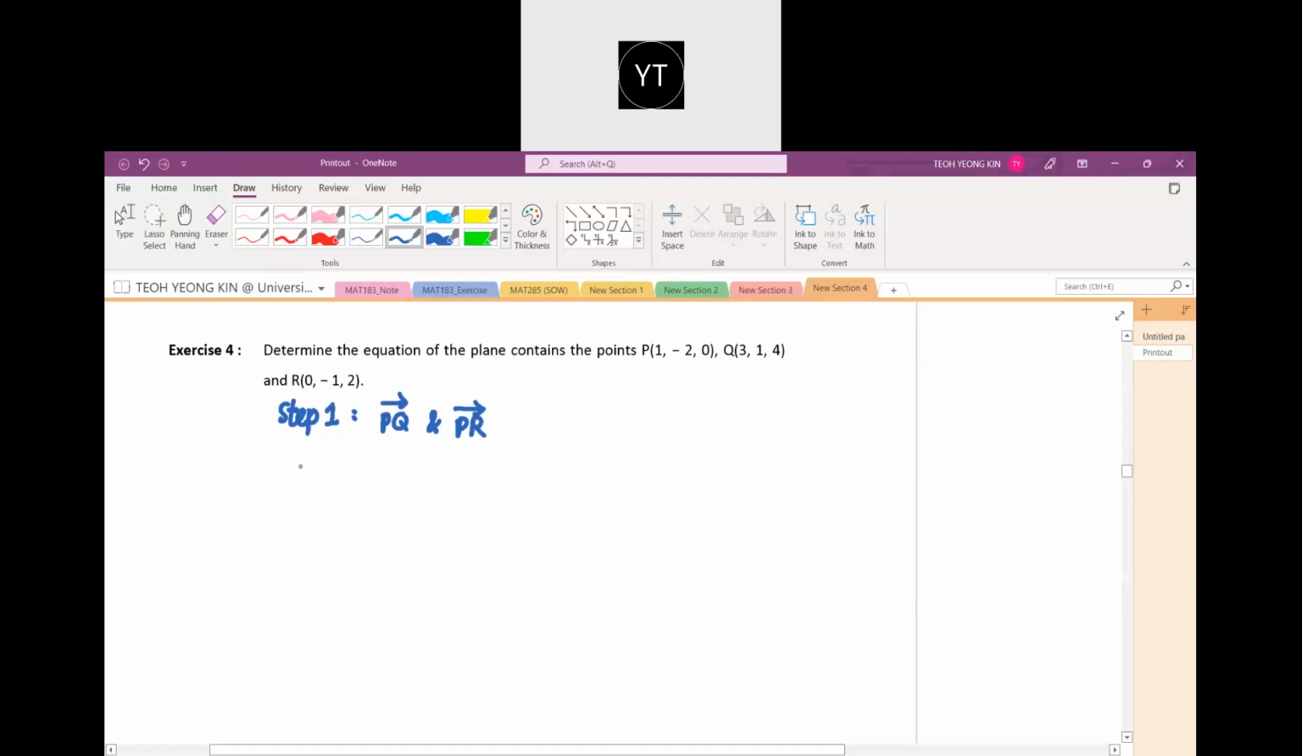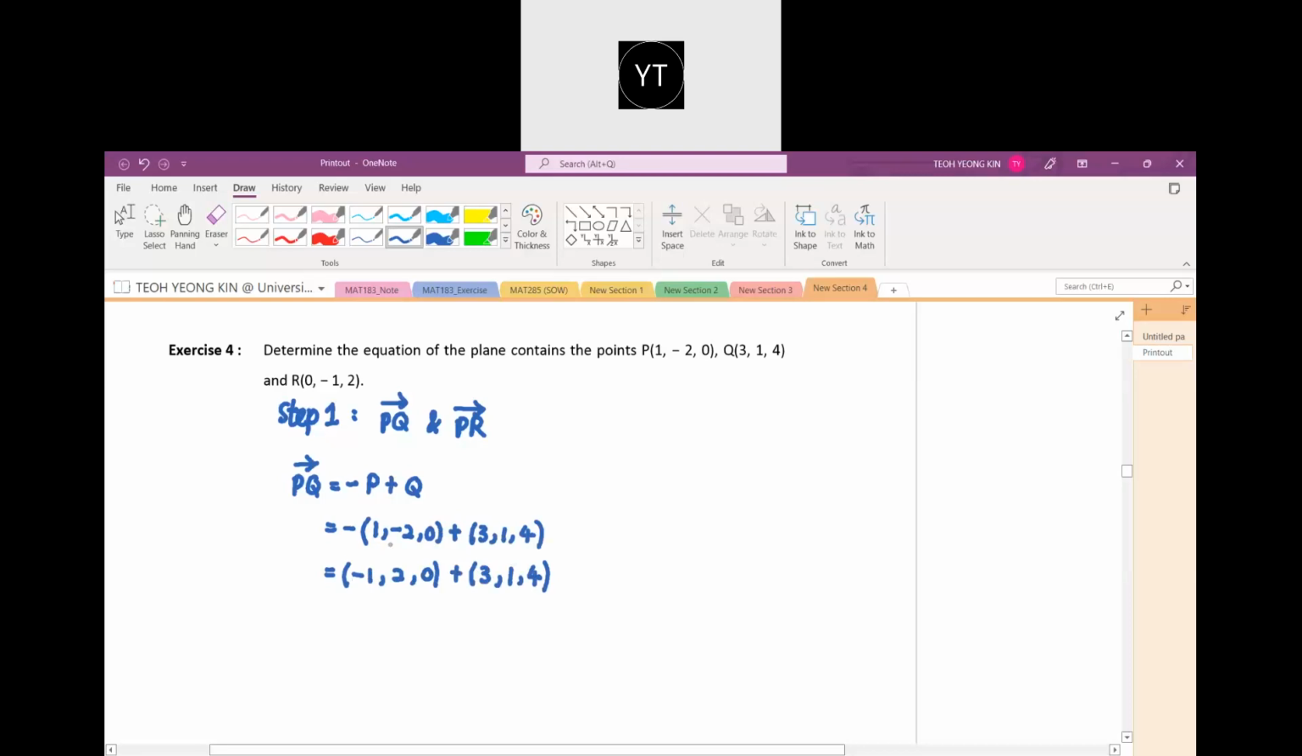So how are we going to find PQ and PR? If you still remember, the formula is negative P plus Q. So negative, our P is 1, negative 2, and 0, plus Q. Q is 3, 1, and 4. So from here, we should have negative 1, positive 2, and 0, plus 3, 1, and 4.